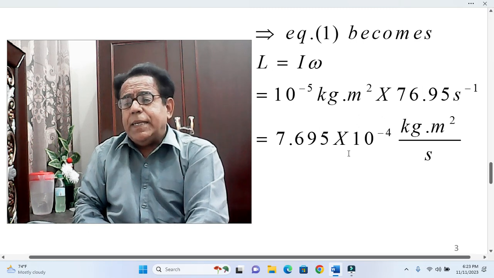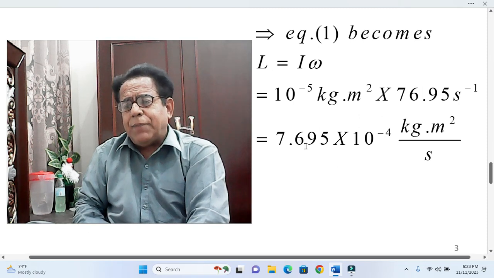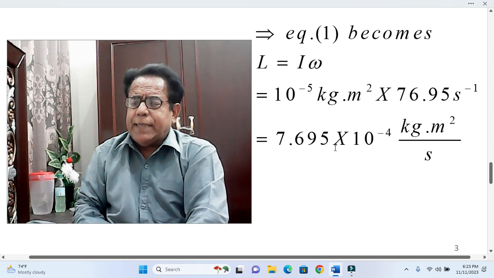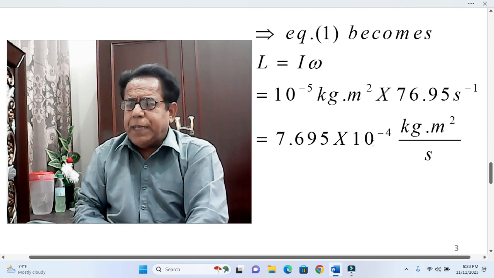The value of L is final: 7.695, or we can also write it as 7.7, 7.695 into 10 raised to the power minus 4 kilogram meter square per second.